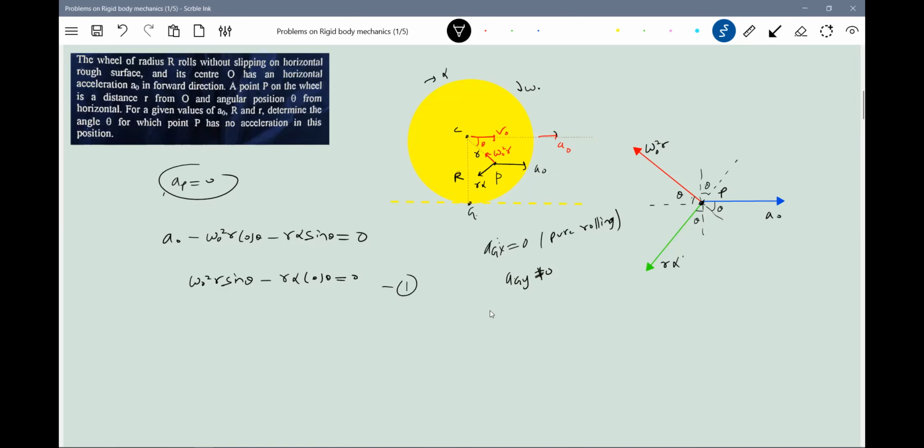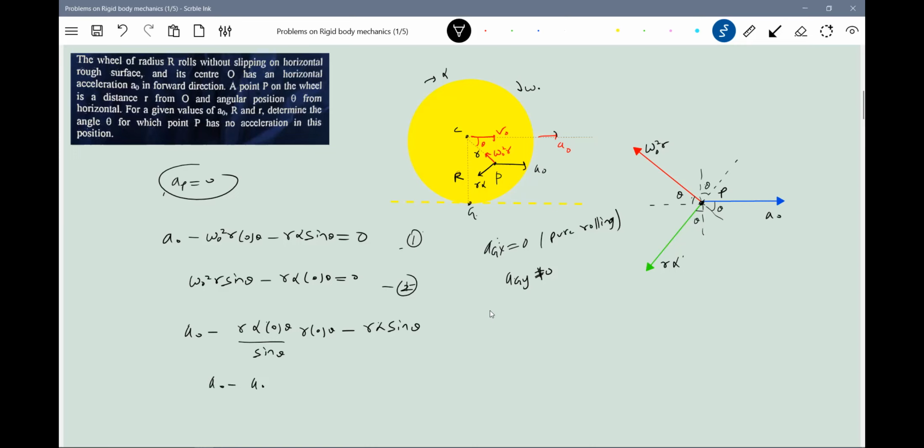So substitute 1 in 2, substitute 2 in 1. So this omega naught you substitute here. Omega naught r square, what can you get? R alpha cos theta by sin theta. Substituting that, R alpha cos theta by sin theta r cos theta. Later on, R alpha we'll write as A naught.